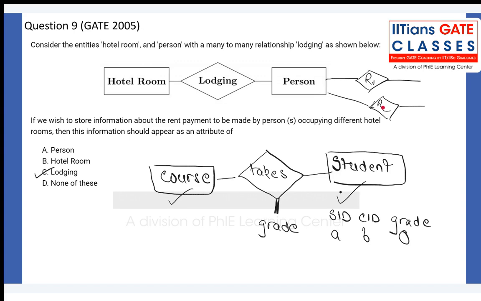No. But can you do it? Yes. But is this a good database design? No. That's why the best way is, when the attribute is part of a relation, always try to keep it in the relationship. Is it clear?